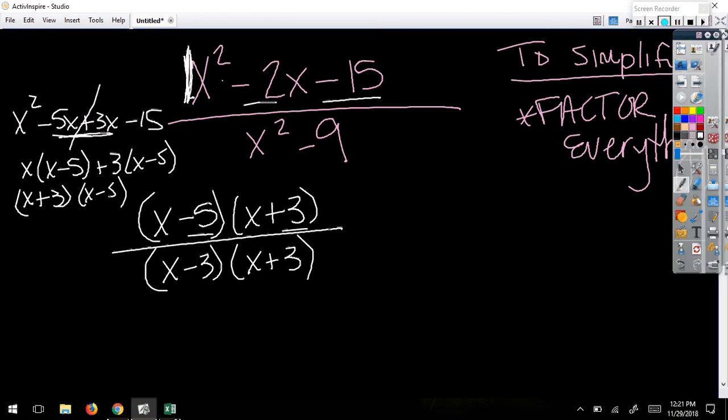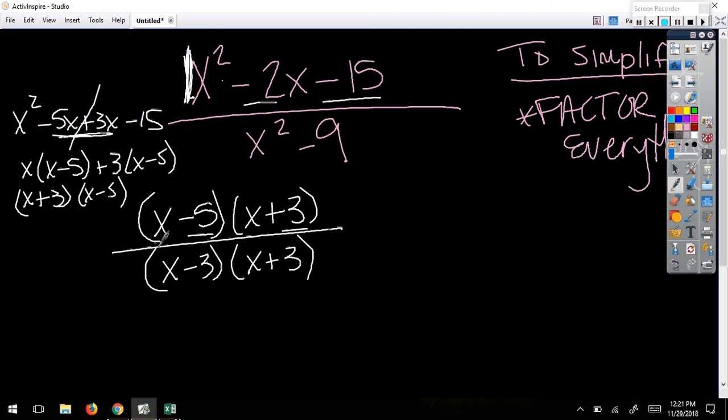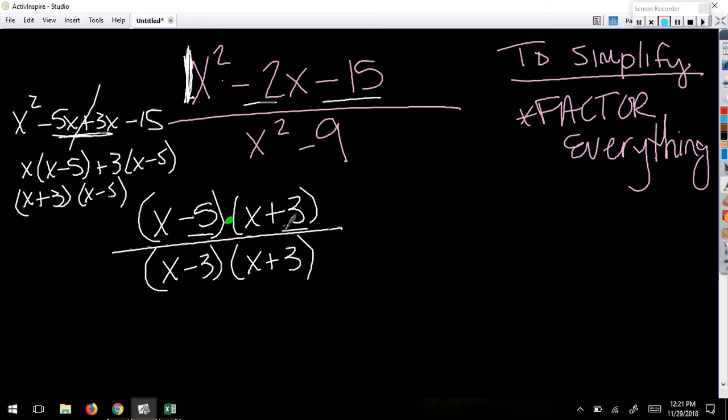This is x minus 5 times x plus 3. This is x minus 3 times x plus 3. So now what I can do is I can simplify by canceling out factors in the top and the bottom.